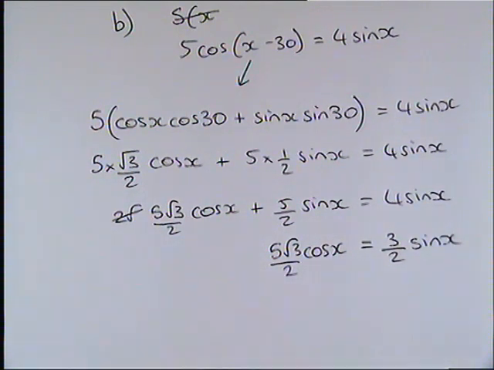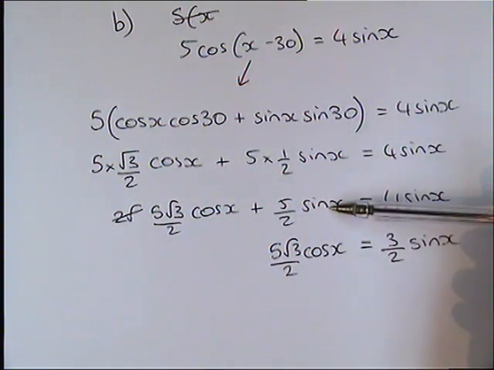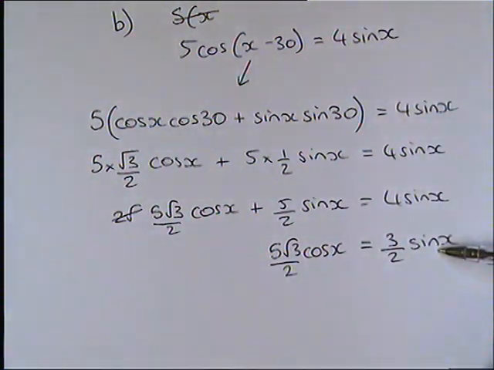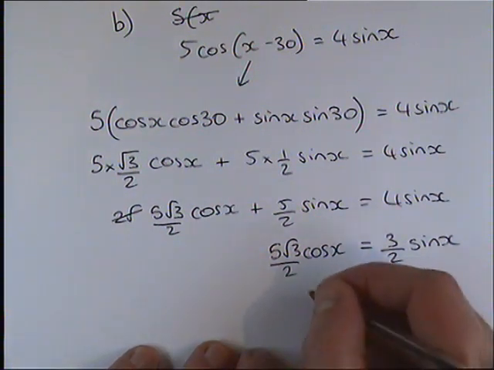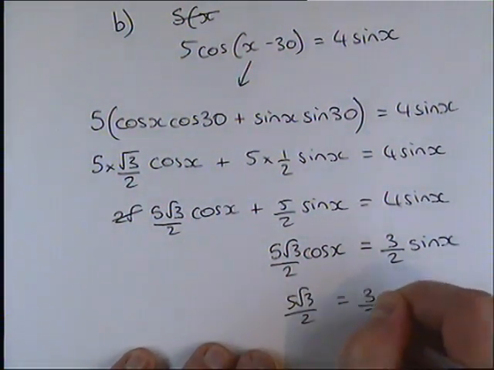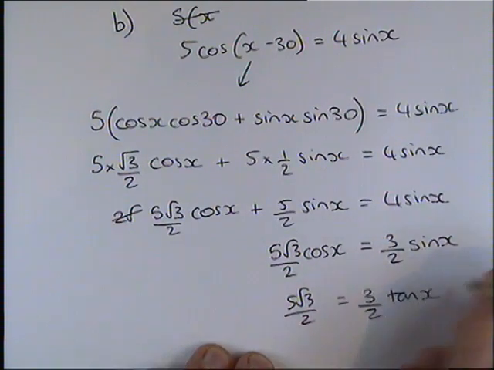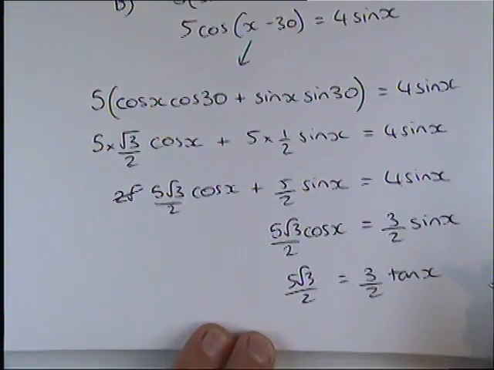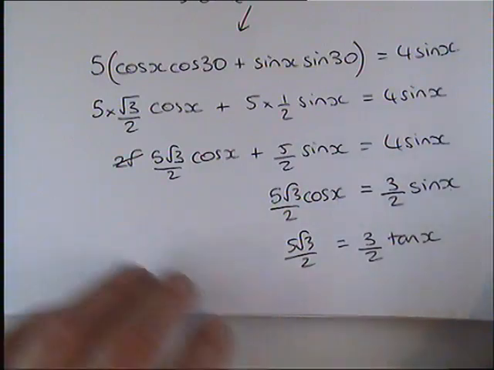Okay, so I've taken away that 5 over 2 sine x from both sides of my equation to give me this result. And then I think I'm going to divide both sides by cos x. Remember that sine divided by cos is tan x. And from here, you can probably see how we're going to go with this.